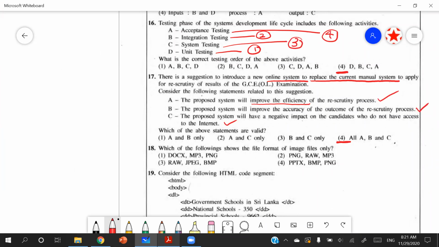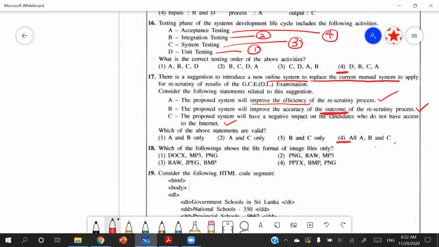Oh my God, yes. We missed it. It says the proposed system will improve the accuracy of the outcome. This is the place where we are going to get tricked. It is talking about the outcome. That means in the question, they are talking about applying process.